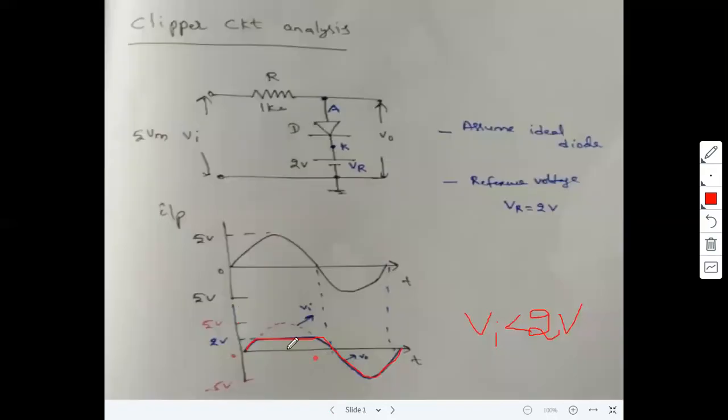So when Vi is greater than 2 volts, the diode is on, and the output is limited to 2 volts only. When Vi is less than 2 volts, the output follows the input. But when Vi is greater than 2 volts, the output is limited to 2 volts only, right?